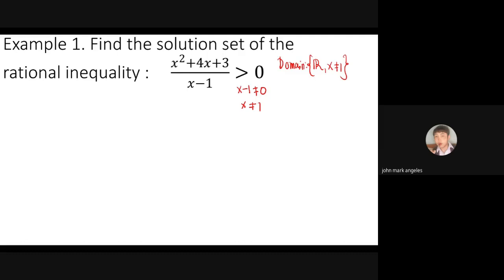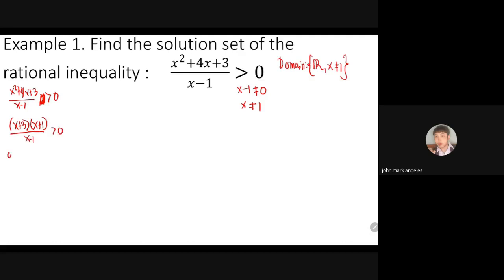Step number 2, hanapin natin yung mga critical numbers. In critical numbers, yun yung magpapa-0 sa given. Okay? Isa dyan ay ang 1. Para malaman natin kung ano-ano yung magpapa-0 sa given, factoring would be a good strategy. So we have to factor x squared plus 4x plus 3 all over x minus 1 to be greater than 0. So ang factor po ng x squared plus 4x plus 3 ay x plus 3, x plus 1 over x minus 1 greater than 0.